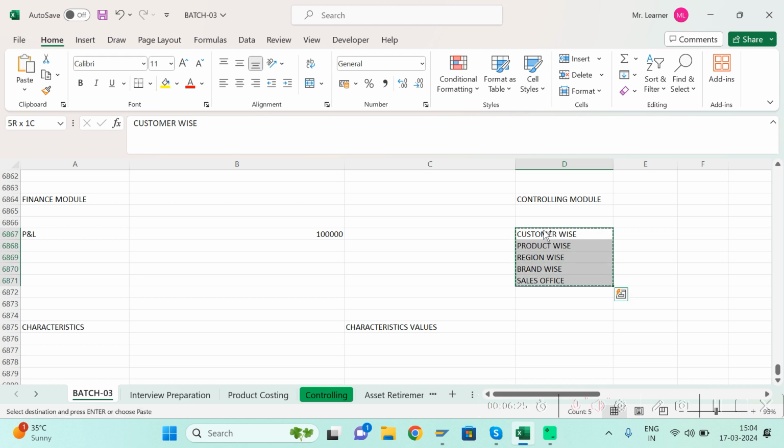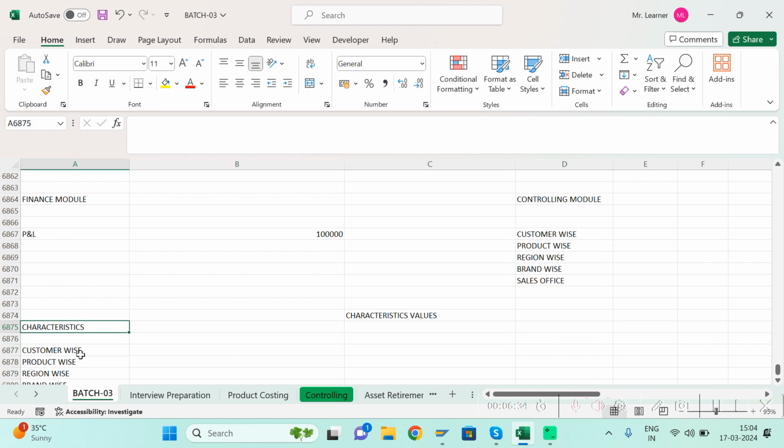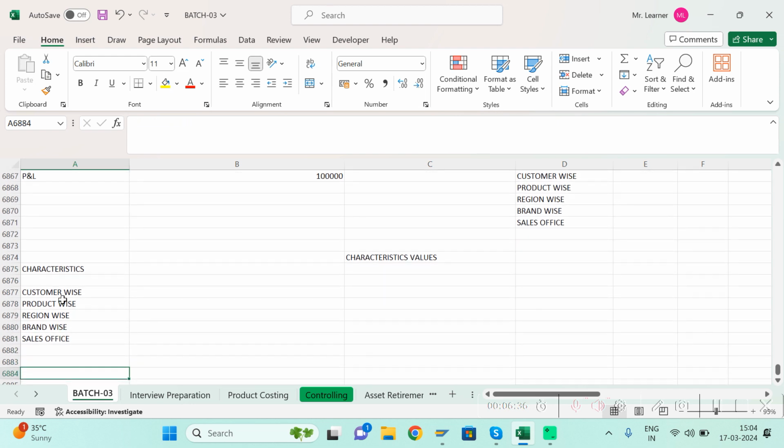Here, characteristics means these are the dimensions. So they are known as characteristics: customer, product, region, brand, sales office. These are your characteristics. Then what is called a characteristics value?